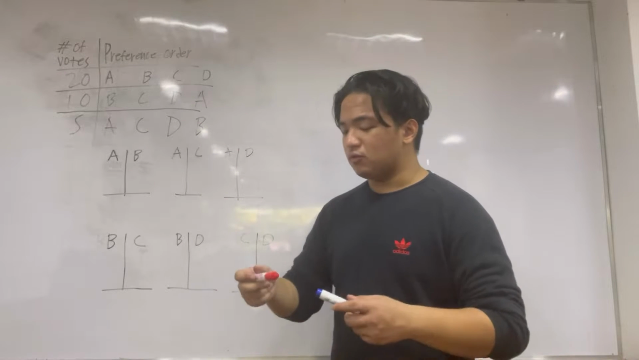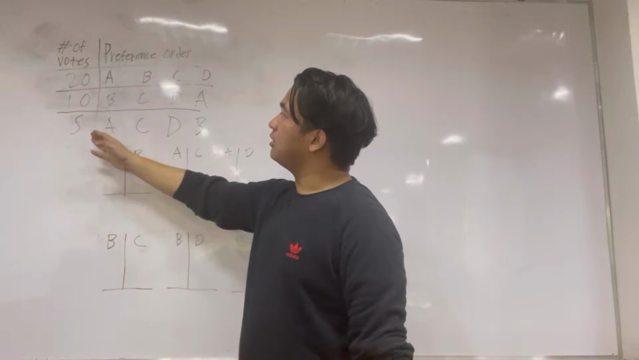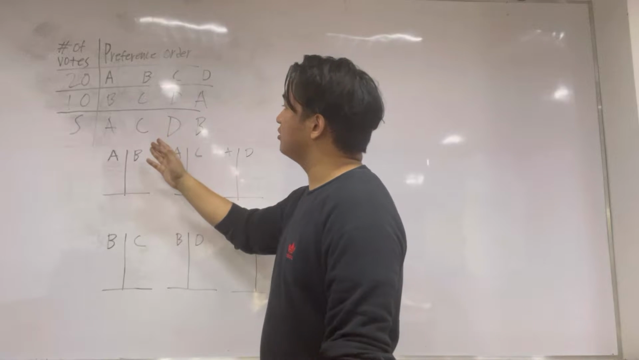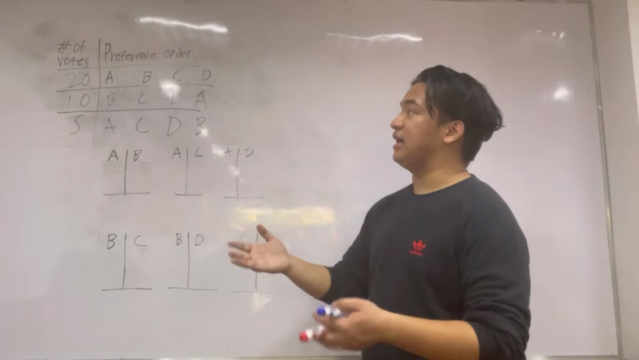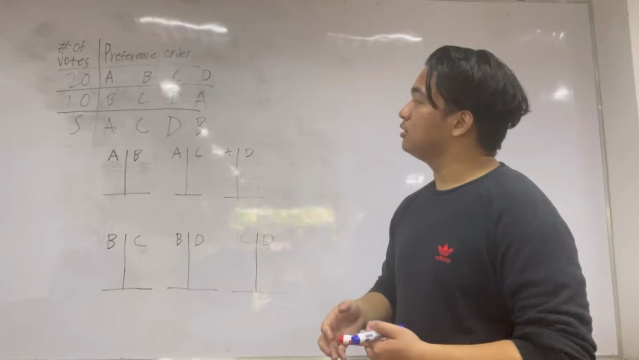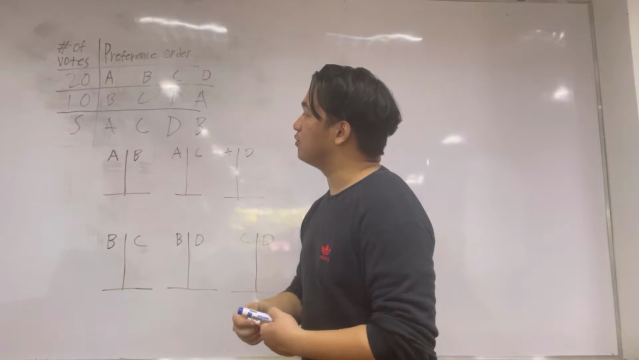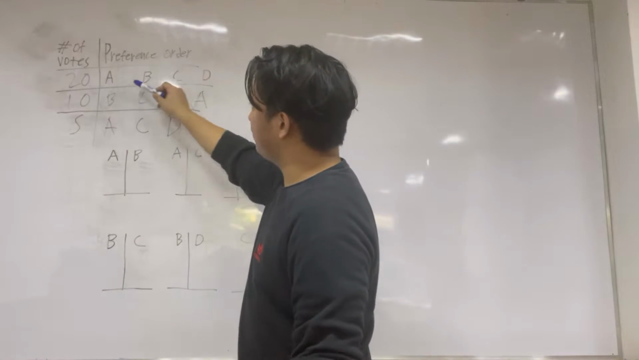So one of the prime things that you need are the number of voters and the preference order. By this we have A, or candidate A, B, C, and D. Now we are finding who is the Condorcet winner. So you will go over first with A versus B. So this is the preference order.